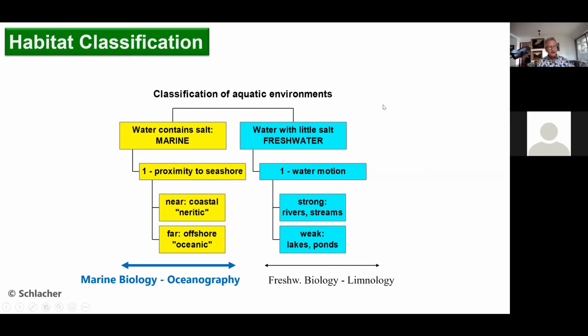More is that essentially the two fields of aquatic biology, the one being marine biology or oceanography, and the other one freshwater biology or limnology, are quite simple. You can actually make a little decision tree. So if the water contains salt, we're talking about marine stuff. If it doesn't, it's freshwater.